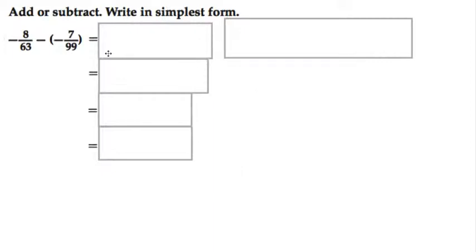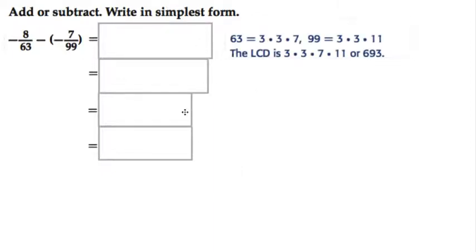Here's another one to try. The first thing we need to do again is to find the least common denominator, and 63 and 99 are our two numbers. In order to find the least common denominator, we need to break 63 down. You will recognize that as 9 times 7, and 9 is really 3 times 3. And then 99 is really 9 times 11, and 9 is broken down into prime factors of 3 and 3. So remember, we're breaking all of these down into their prime factorizations.